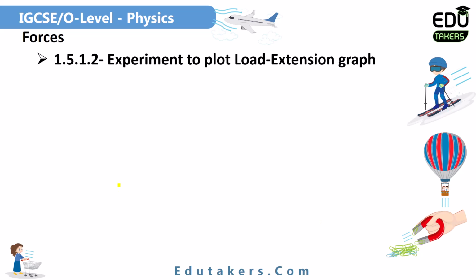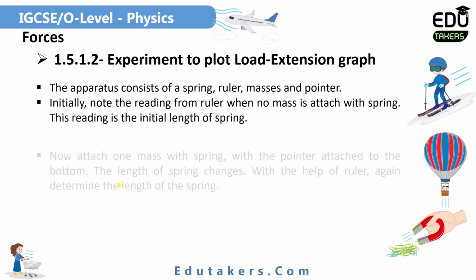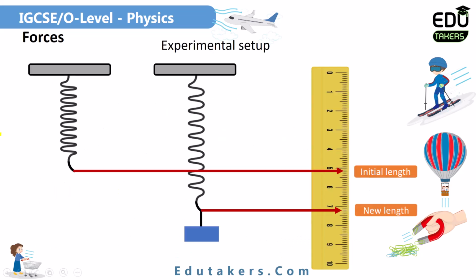Experiment to plot the load extension graph. So first of all, how can you plot the load extension graph, and what is the load extension graph basically? So see here, see this figure. In this figure there is an experimental setup for this experiment. So first of all, you can see here there are the springs, and there is also the pointer which is shown here. Scale or ruler is also present here. This is basically the weight or the mass.